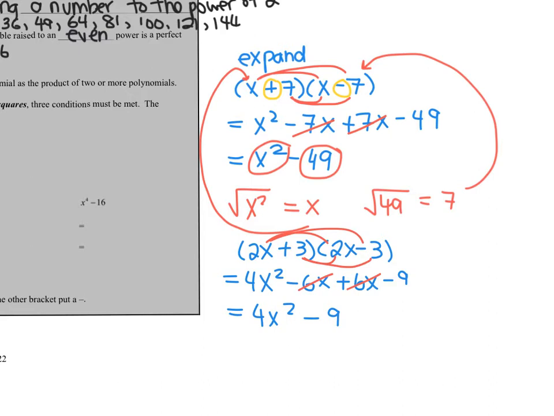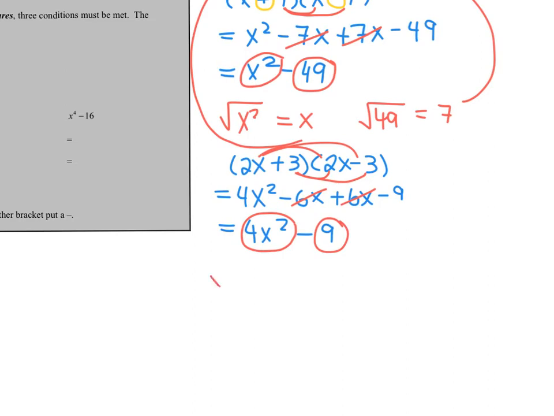And again, they're perfect squares. 4 is a perfect square, x squared is a perfect square, and 9 is a perfect square. Let's see if the trick we used before applies here. So if I square root 4x squared, the square root of 4 is 2, the square root of x squared is just x. Take that exponent and divide it by 2. The square root of 9 is 3. Are these numbers the numbers in my brackets? Yes. 2x plus 3, 2x minus 3.